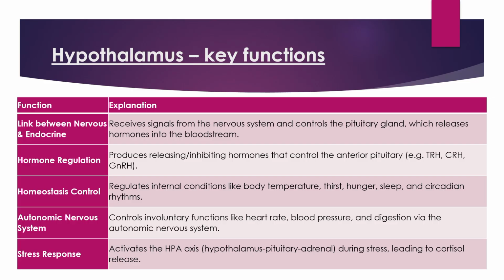Homeostasis control: regulates internal conditions like body temperature, thirst, hunger, sleep, and circadian rhythms. Autonomic nervous system: controls involuntary functions like heart rate, blood pressure, and digestion via the autonomic nervous system. Stress response: activates the HPA axis, hypothalamus, pituitary, adrenal, during stress, leading to cortisol release.